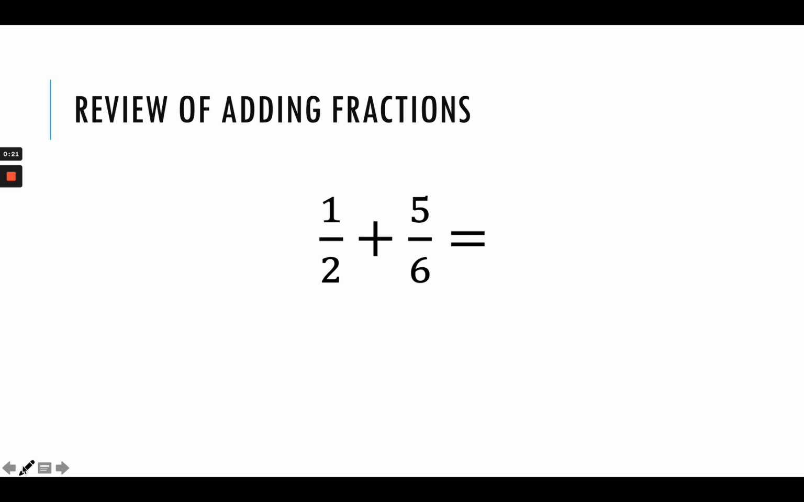So when we add fractions, we cannot just add across. We can't just do 1 plus 5 is 6 over 6, and then 2 plus 6 is 8, right? That doesn't work. When you add fractions, you need a common denominator, okay? Need common denominator. So, to get the common denominator to add fractions, the easiest way is just to look at the two denominators that you have.